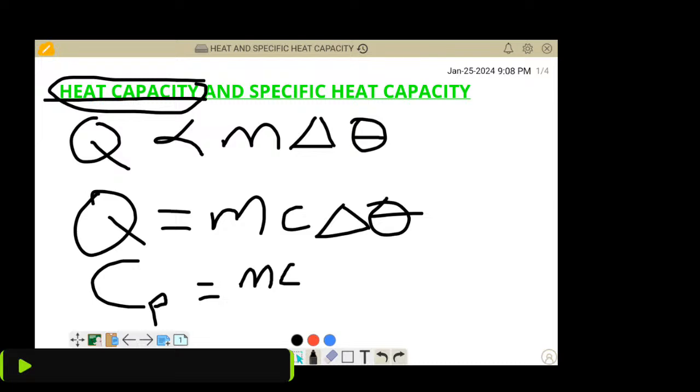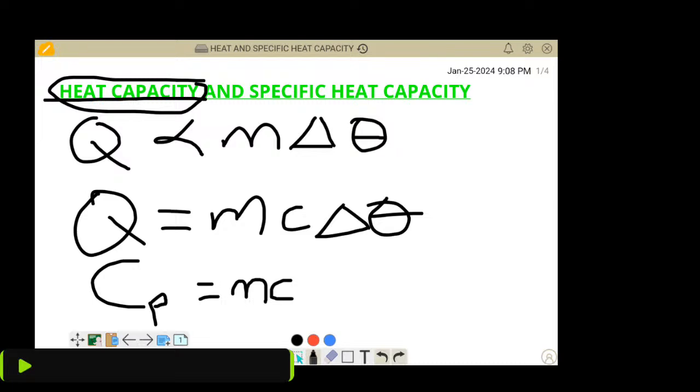Please take note of something here. Heat capacity is represented with capital letter C, while specific heat capacity is represented with small letter c. That is, the heat capacity of a body, which is the quantity of heat required to raise the temperature of a body by 1 Kelvin or 1 degree Celsius, is equal to the product of mass and specific heat capacity of the body. So, what is now the specific heat capacity of a body?